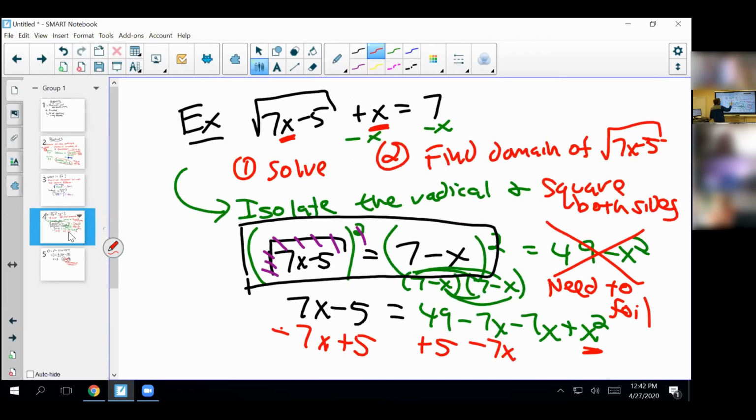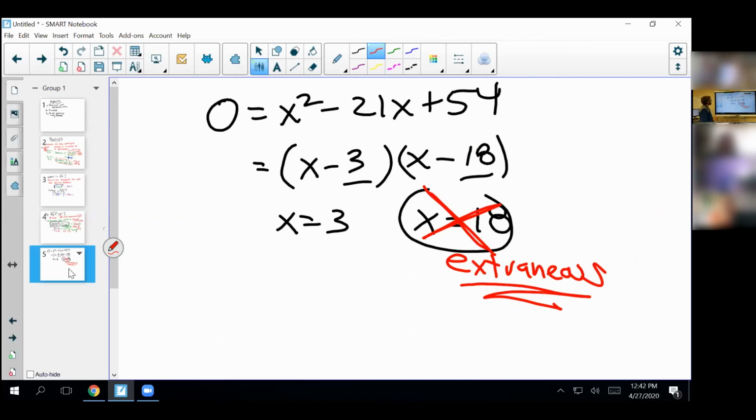So you can see that if you plug in 3, you're going to get 21 minus 5 is 16, square root of 16 is 4, plus 3 is 7, that works. If you plug in 18, you get 126 minus 5 is 121, square root of 121 is 11, plus 18 is 29. It's not equal to 7. It doesn't work. So you just plug it into the original if you want.